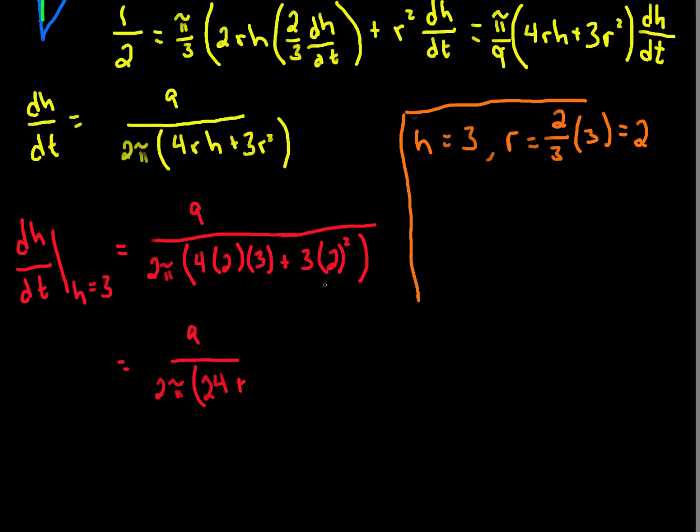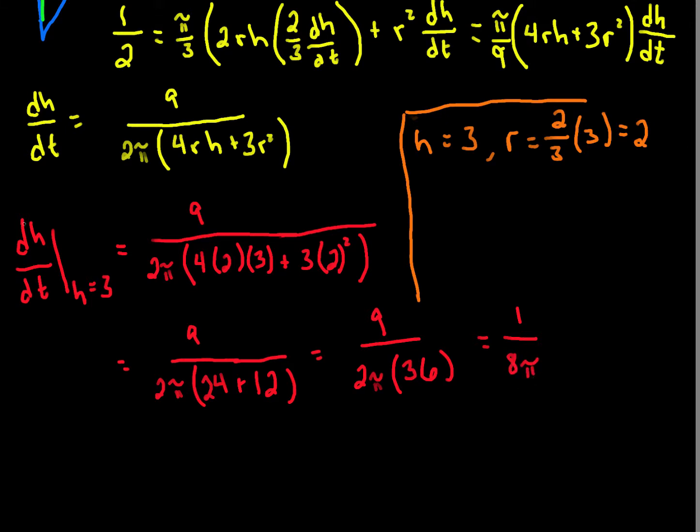Plus 3 times 4, so that's 4 times 3, that's 12. Which is equal to 9 over 2 pi times, so 24 plus 12, that's 36. I know that 9 goes into 36 4 times, so this is 1 over 8 pi.